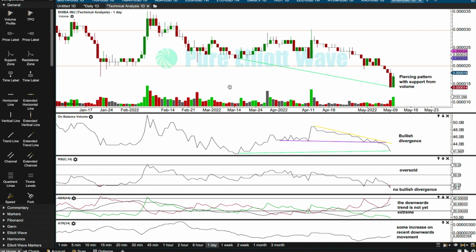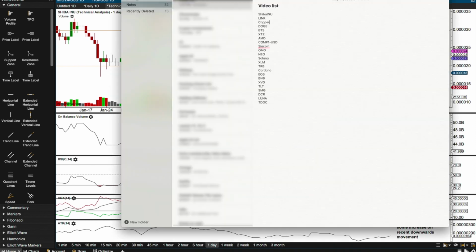Okay, that's it from me with an update for Shiba. What have I got coming up next this week? Link, Copper, Doge, and BTS. And maybe XTZ if I can find the time this week.